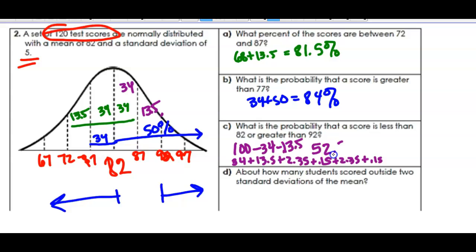So that's why I have in my notes that it's 52.5. Or if you add all these up, let's see, 34 plus 13.5 plus 2.35 plus 0.15. Going the other way, it's another 2.35 plus 0.15, and that's 52.5. Okay, or 52.5%.